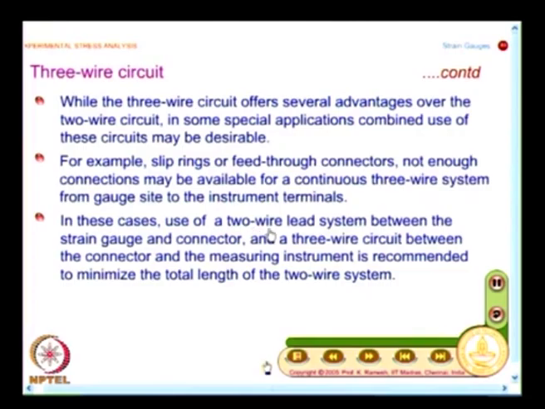So, what is recommended is use of a 2 wire lead system between the strain gauge and connector, and a 3 wire circuit between the connector and the measuring instrument is recommended. By that you minimize the total length of the 2 wire system. So, one example is given. The idea is, if you are unable to eliminate 2 lead wire system, at least reduce its length.